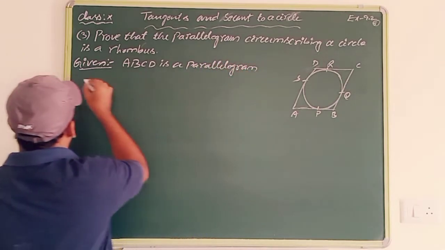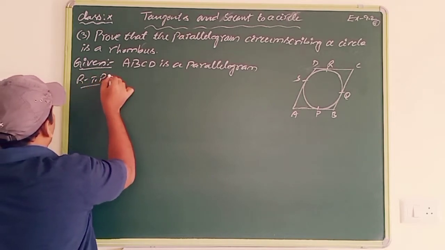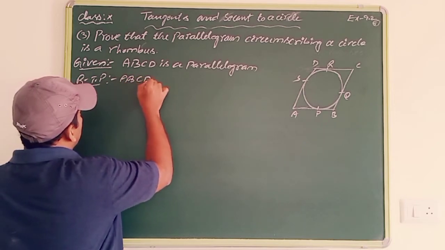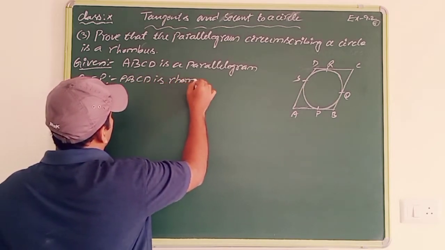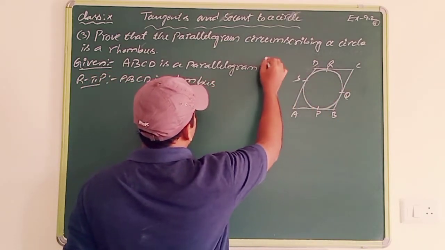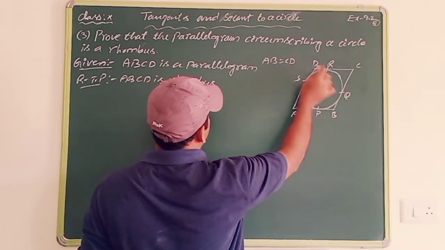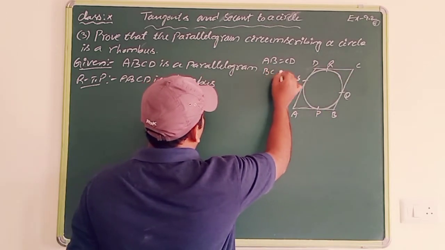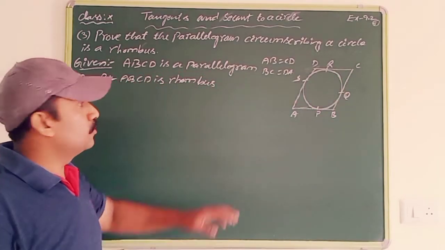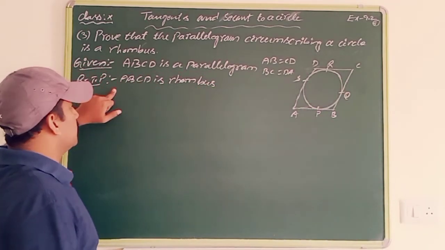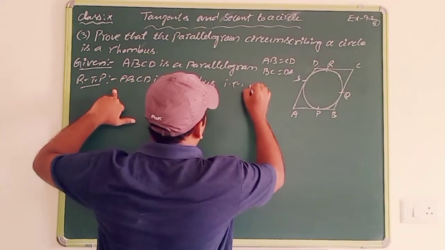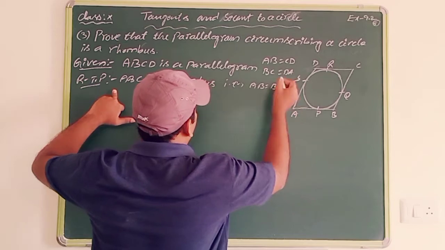ABCD is a parallelogram. What we have to prove? ABCD is a rhombus. See, ABCD is a parallelogram, meaning AB equal to CD. Similarly, BC equal to DA. So opposite sides are equal. For ABCD to be a rhombus, what we have to prove here is AB equal to BC.